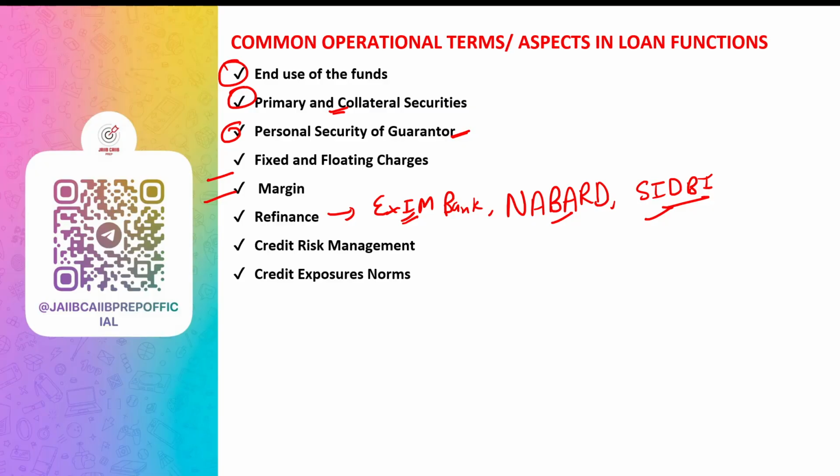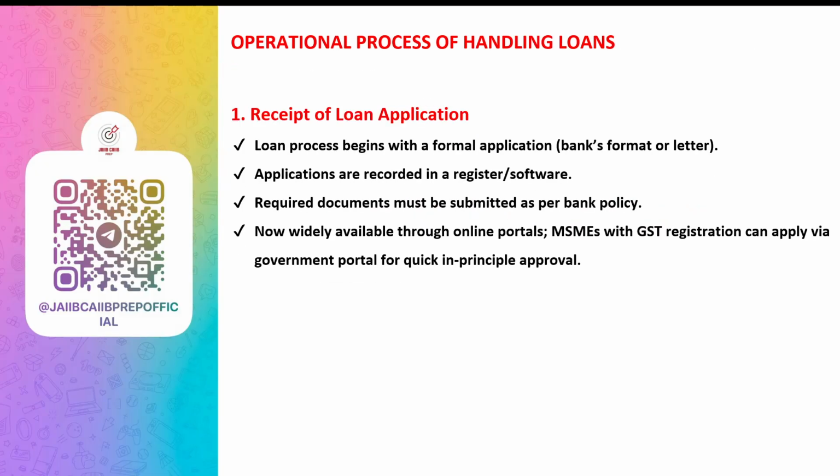Credit risk management. Credit risk is the possibility that the borrower will not pay the loan as agreed. Banks have detailed policies to identify, measure, and control this risk, like setting lending limits, evaluating credit history, and credit exposure norms. RBI sets limits to avoid excess lending to one borrower or group. This prevents concentration risk. A bank may also set sectoral limits, like a cap on total lending to the steel or power sector, to ensure diversification.